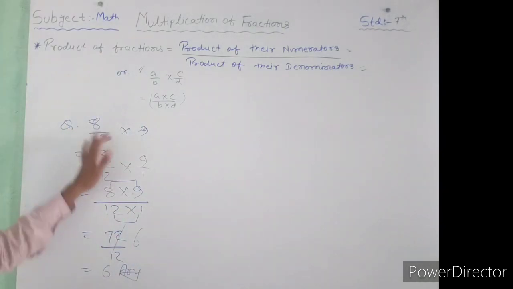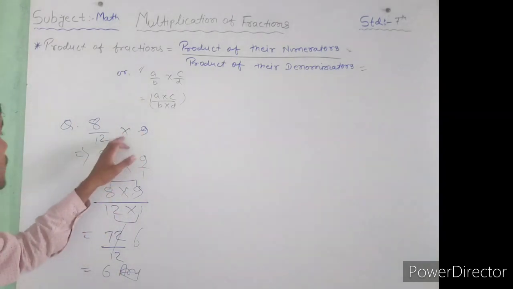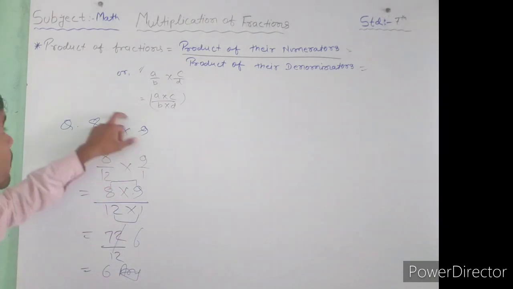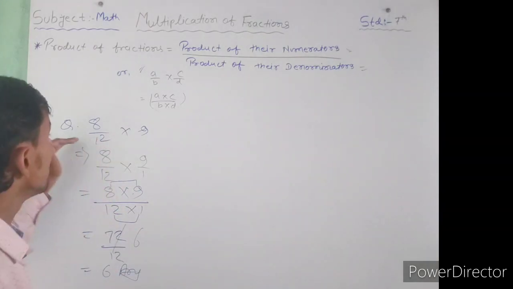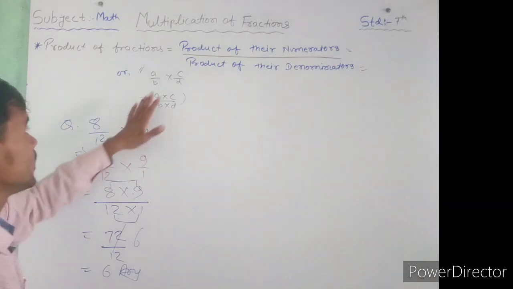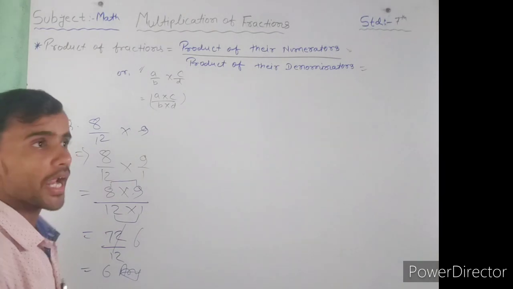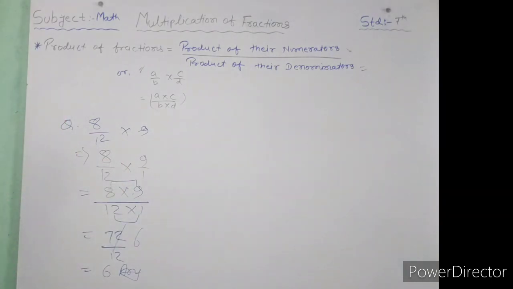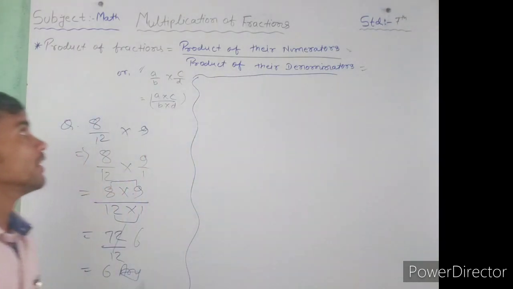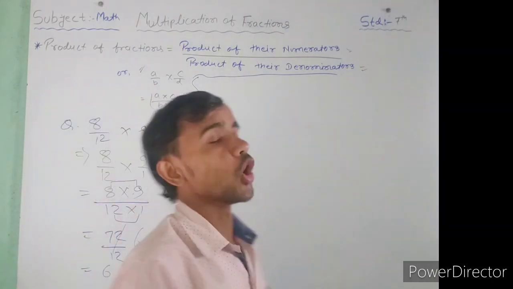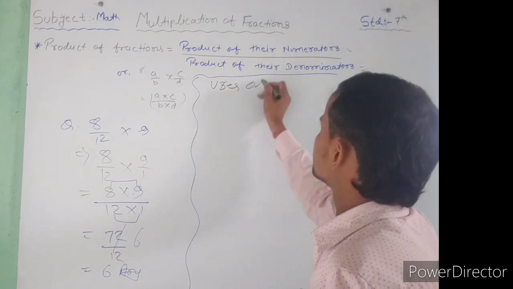When the question says find the product, it is a multiplication thing, not addition or subtraction. If a multiplication is involved, you solve by multiplication. Firstly, convert into the form a by b into c by d, then multiply the numerators and divide by the product of the denominators. In the next session, we will look at the uses of it.